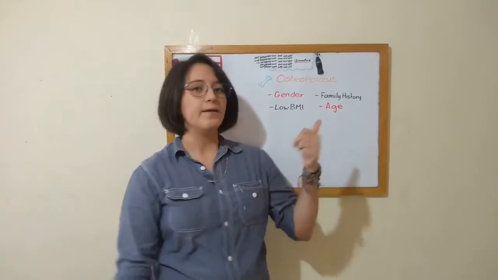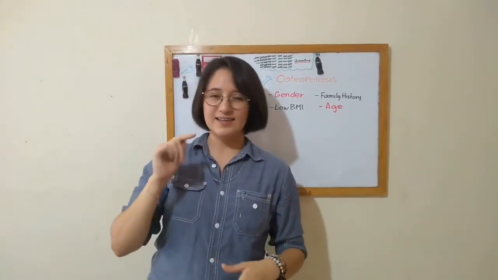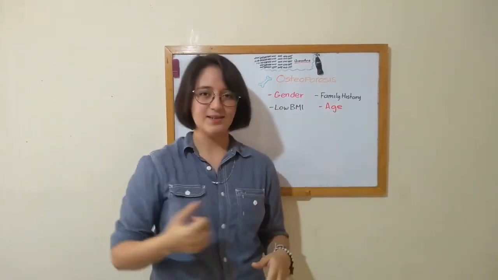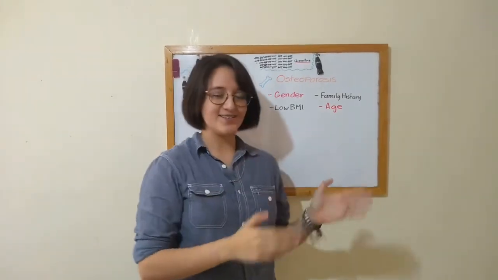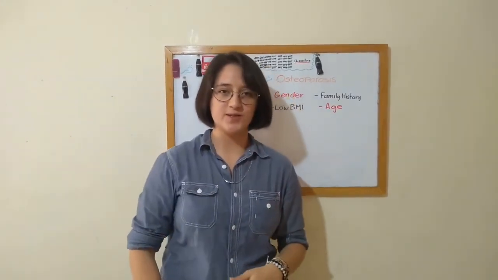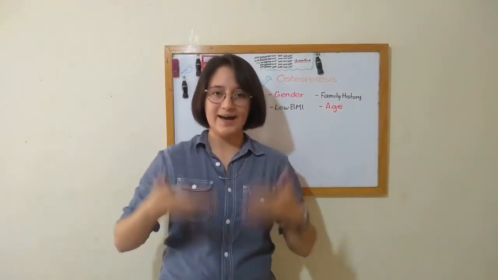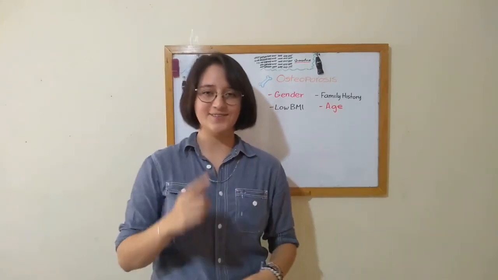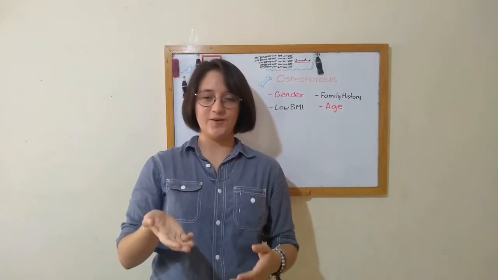Low BMI. If you have a body mass index of less than 19, you are probably at higher risk for getting osteoporosis. Obviously, it depends on your height and weight, but yeah, if you have a low BMI according to your height and weight.